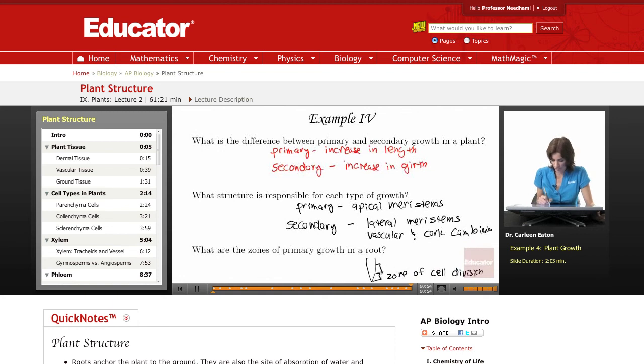Just above that and overlapping it lies the zone of elongation. The newly created cells elongate and push the root further into the ground. And finally, just above that, the zone of differentiation, where cells become specialized in structure and function.